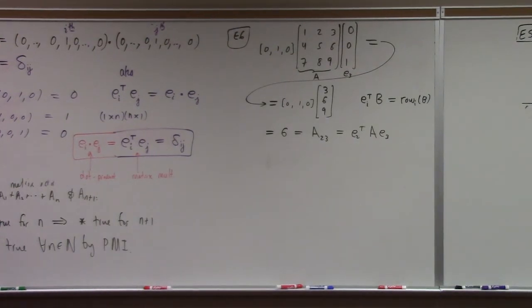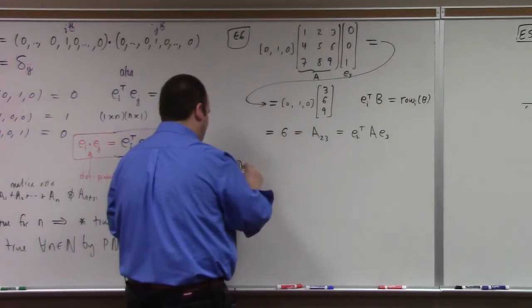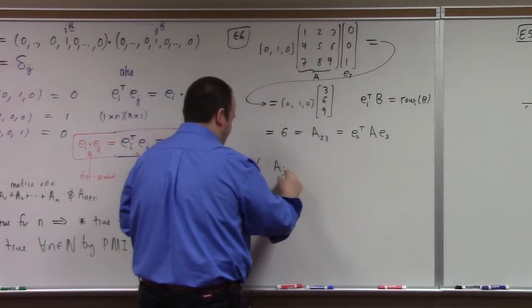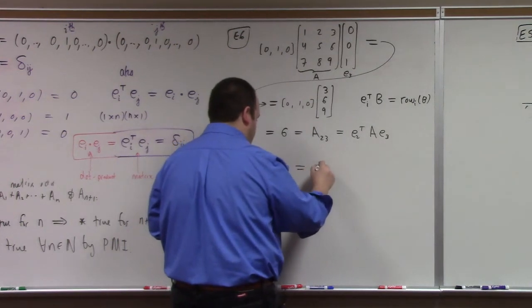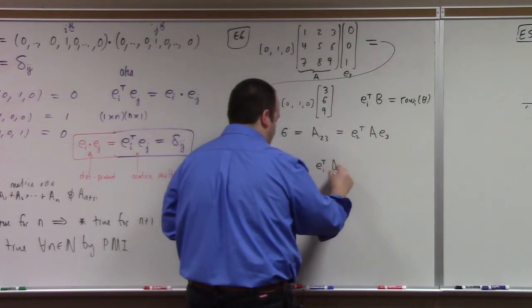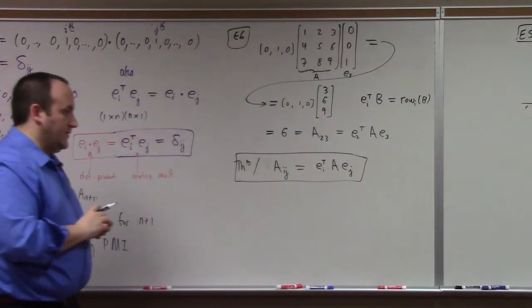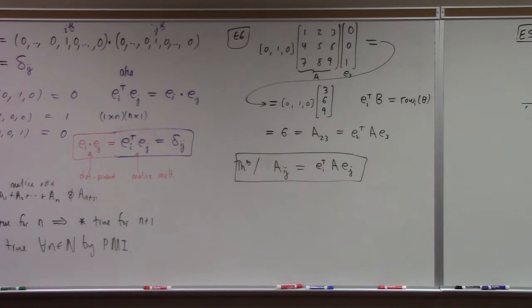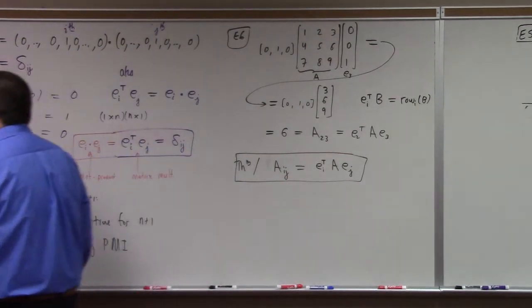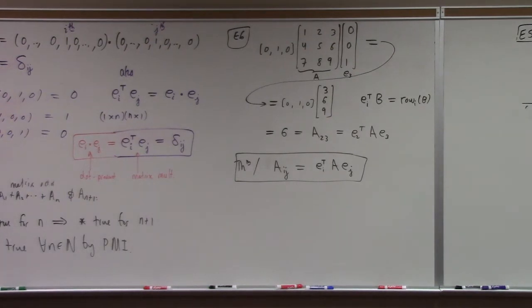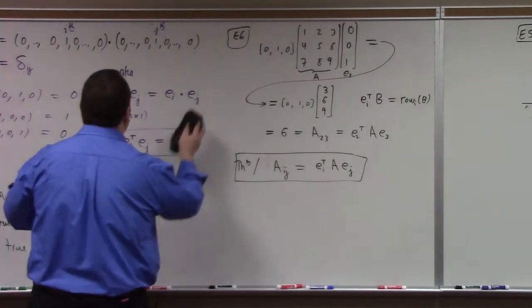This is yet another theorem: A_ij is equal to e_i transpose A e_j. I'm assuming A is square at the moment. Admittedly, if A was rectangular, I'd need to use a different standard basis for the different size. Let me show you that in an example. I'll probably prove that tomorrow, so I won't do it at the moment.